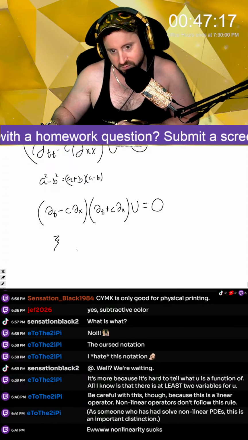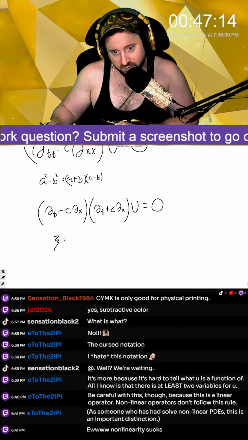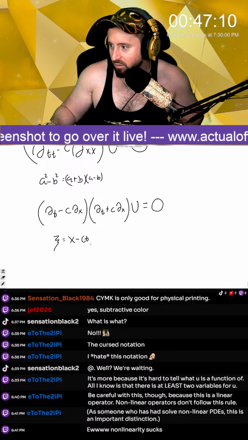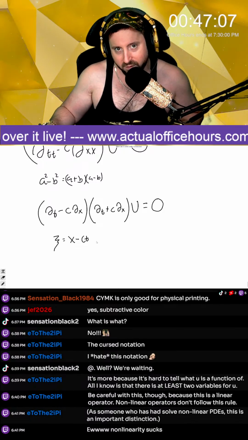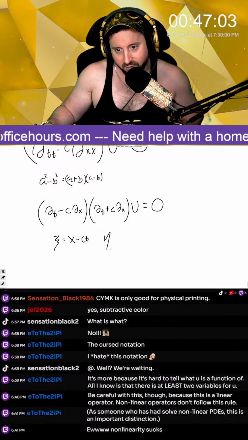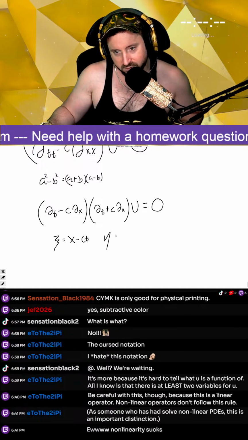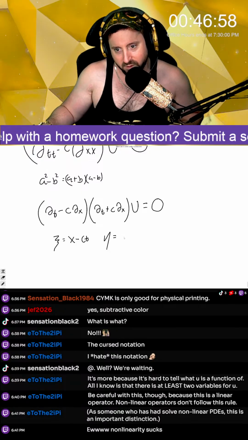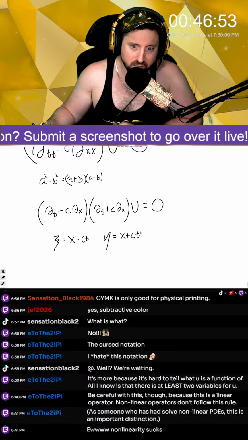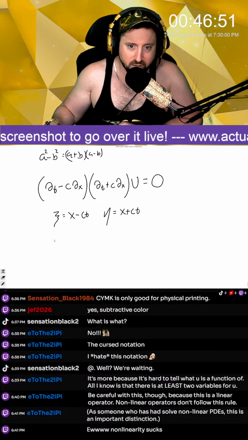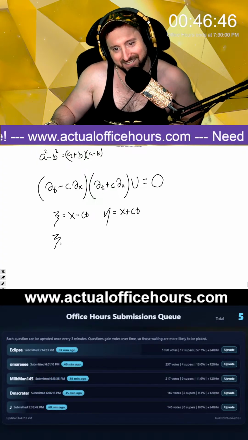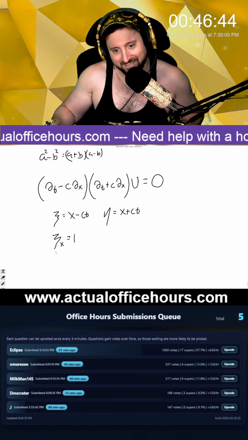Okay, so we're going to say that xi is x minus ct. And then we're going to have another variable. I want to say it's called nu. It looks like an n, yeah. And that's going to be x plus ct. All right, and then we can take our derivatives. So partial xi by partial x is going to be equal to 1, and same with partial nu by partial x.